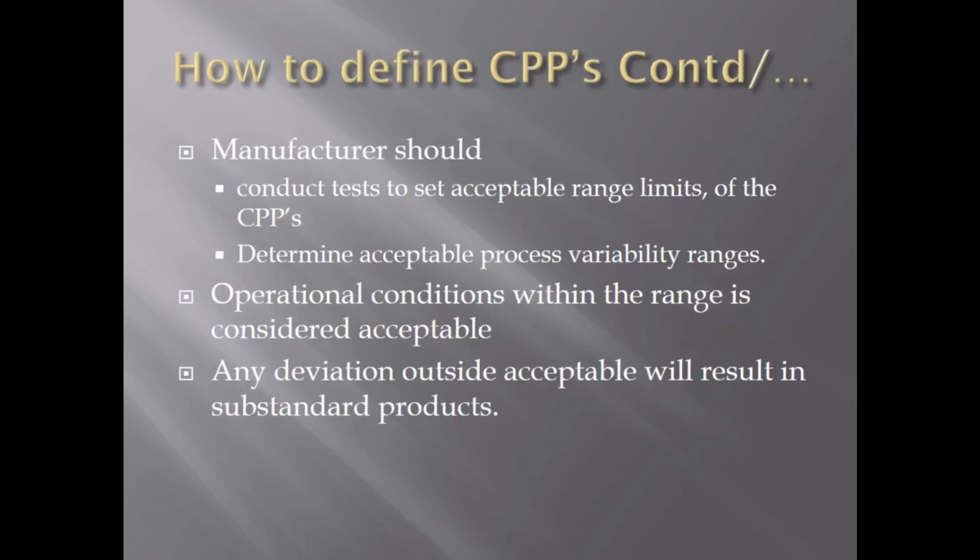Manufacturers should conduct tests to set acceptable range limits of the CPPs, and they should determine acceptable process variability ranges. Operational conditions within the range is considered to be acceptable. Any deviation outside acceptable range is indicative of issues within the process, and thus the production of substandard products or out of specification products.